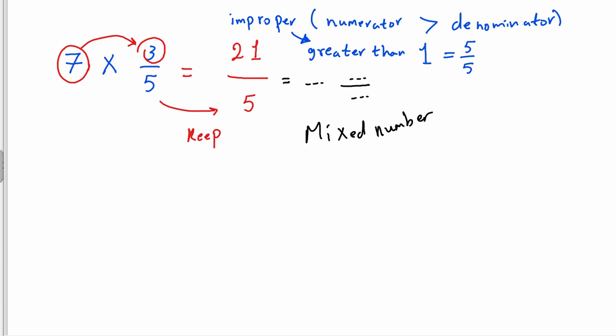How to write it as a mixed number? We use the division. We have two ways to do so, and we like to use the division because it's the easier one, and we get the quotient and the remainder directly from it. So we need to divide 21 by 5.